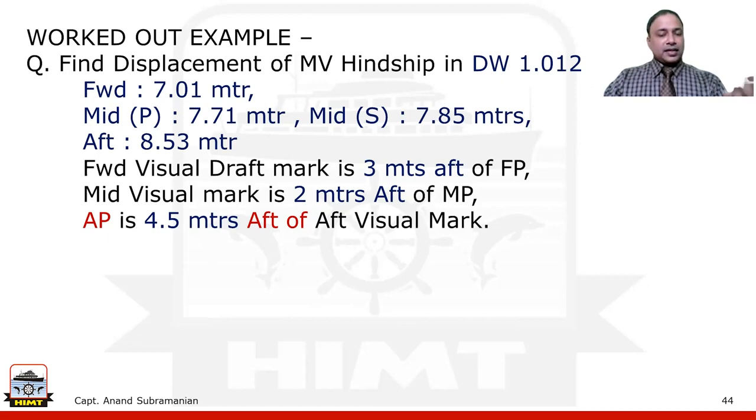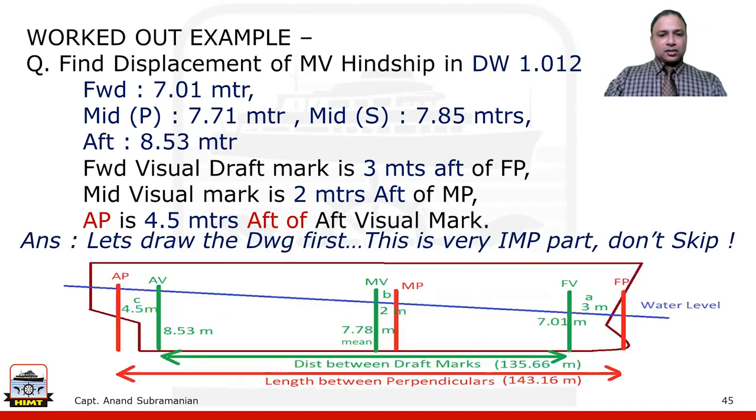So please remember, don't take it directly from here. Read, understand what is given over there. In this case, the aft perpendicular is 4.5 meters after the aft visual mark. That means the visual mark is forward of the aft perpendicular. So please read this English carefully and understand the location of it. And like any other numerical, the first thing is to draw a diagram that clears up exactly what is where, so that there won't be any confusion when you are doing this in the exams. So you draw a simple diagram which denotes the location of the visual draft marks with respect to their respective perpendiculars.